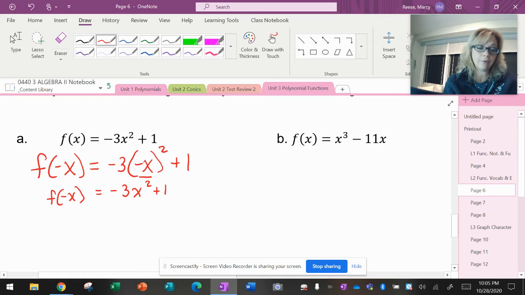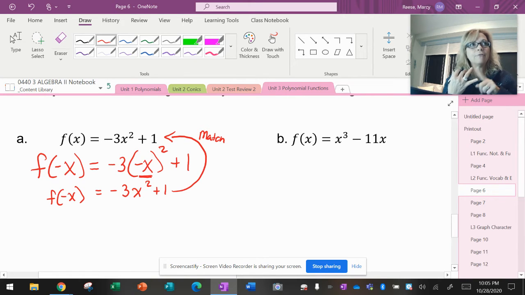Okay, so f of negative x is equal to -3x squared plus 1, because when I square that negative x, it just becomes a positive x squared, and then I multiply it by -3. So then I go back and I go, all right, does that match? They match, which means the f of negative x and the original function f of x match. So I can stop there.